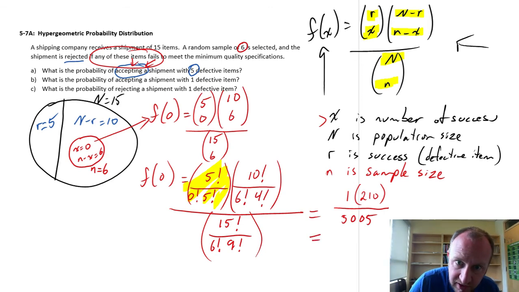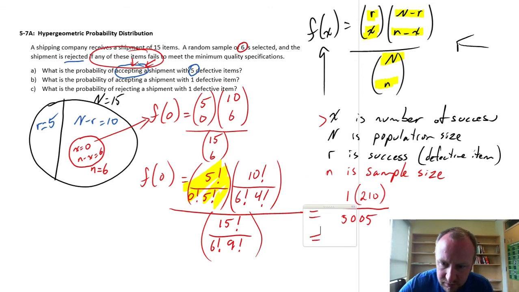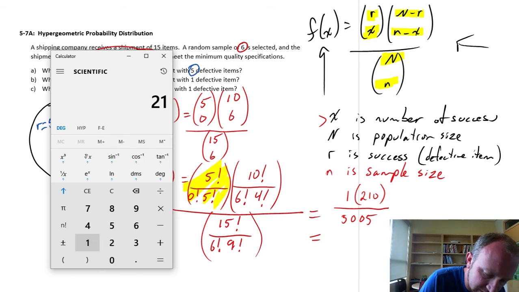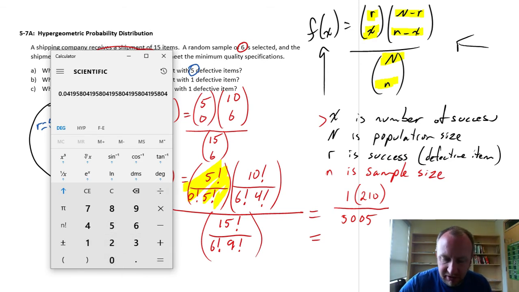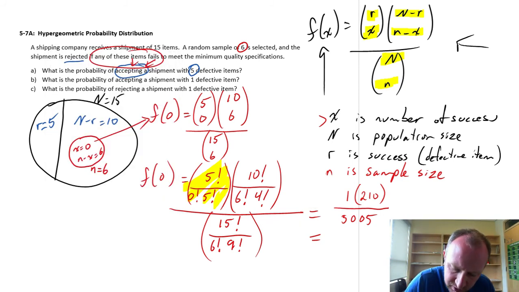And so my final answer will be 210 divided by 5005, and there's our probability, 0.042.